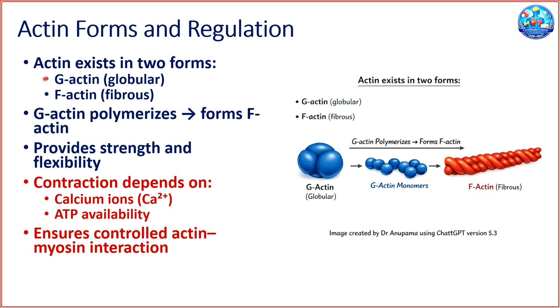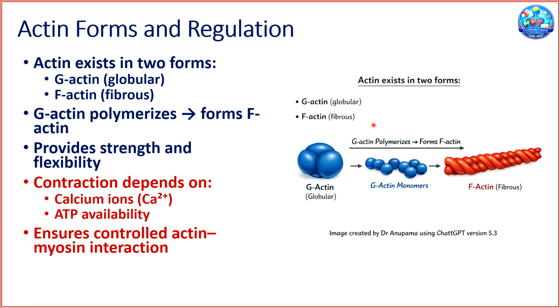The forms of actin and regulation. As such, actin exists in two forms. We have the G-actin form, which is the globular form, while we have the F-actin form, which is the fibrous form. The G-actin molecules, which are globular, polymerize to form a long chain known as F-actin. These form the thin filaments. This arrangement is required to provide strength and flexibility in the muscle structure.